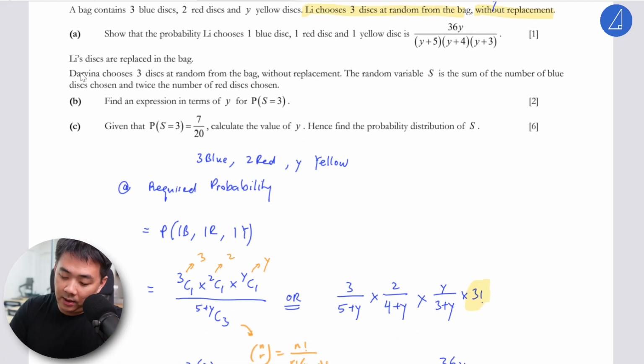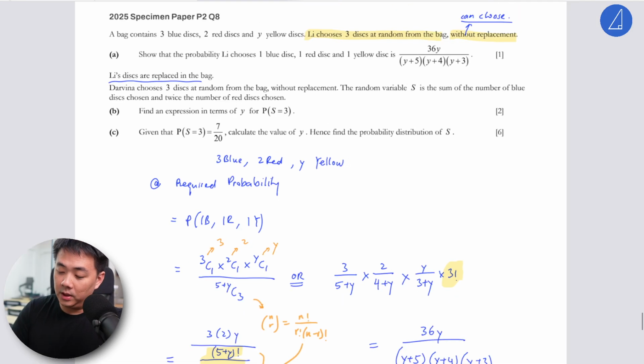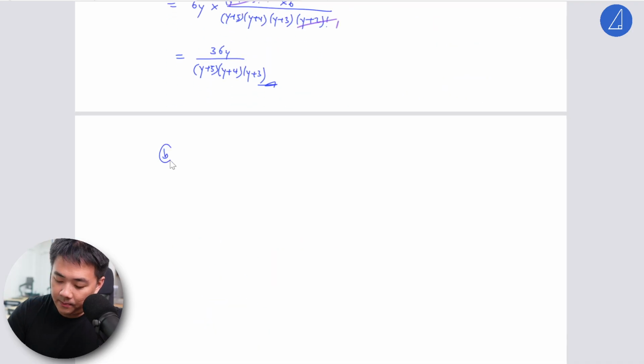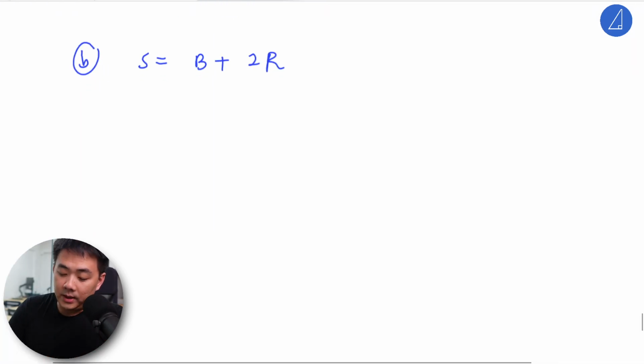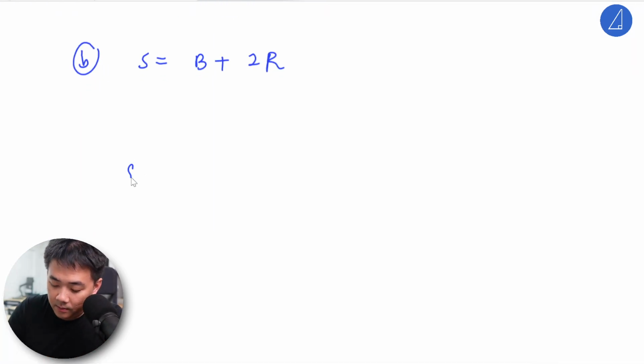Given that now the discs are replaced in the bag, so it means you put them back into the bag, the random variable S is the sum of the blue discs chosen. So S equals blue plus twice the red discs chosen. Now you choose 3 discs, find an expression for P(S = 3). So the main question is always this: you want S equals to 3.